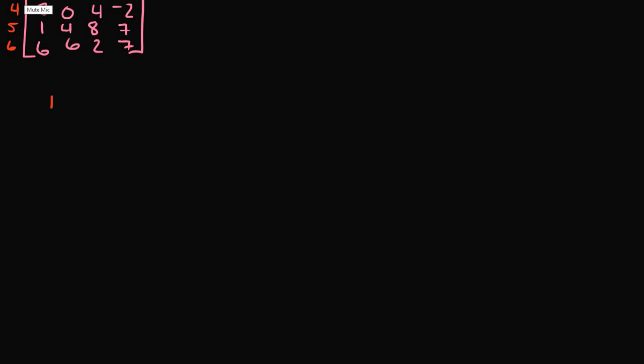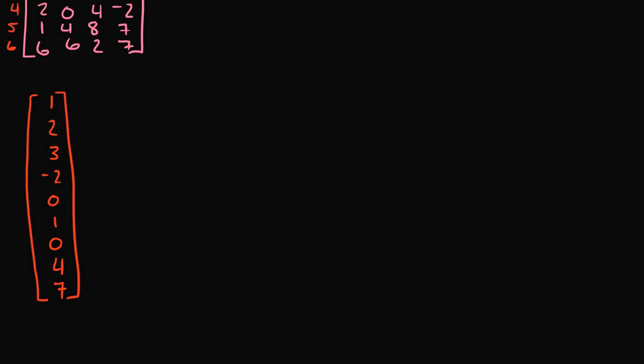What if we had 1, 2, 3, -2, 0, 1, 0, 4, 7. What if we had this matrix? Well, let's count the number of rows. We have 1, 2, 3, 4, 5, 6, 7, 8, 9. We have 9 rows and we have 1 column. So the number of rows equals 9 and the number of columns equals 1. So this is a 9 by 1 matrix.